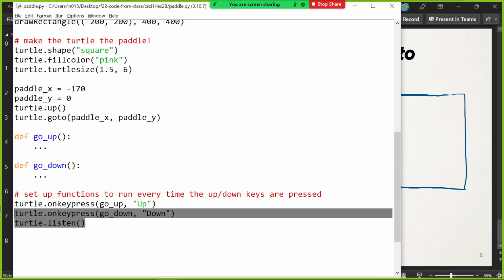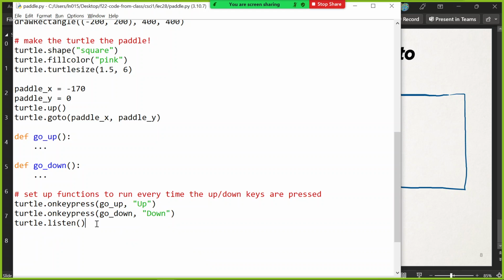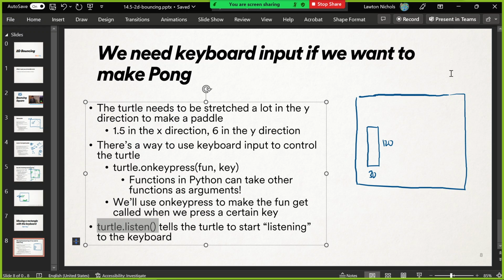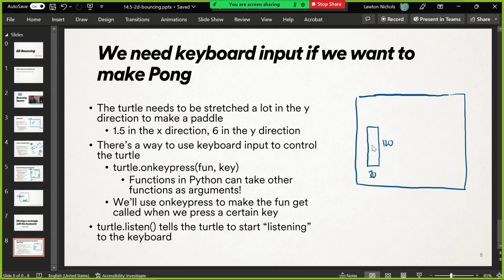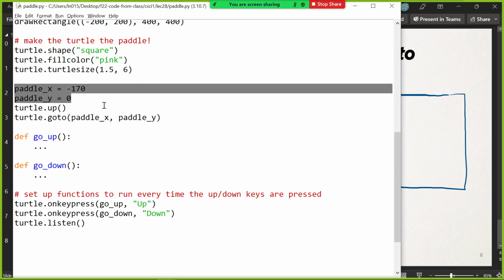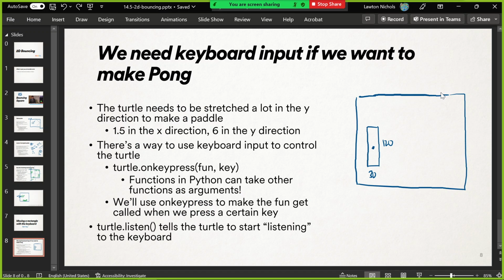And so, yeah, every time I run this program, it'll start listening for these keys and call these functions whenever I press things. And so, if I go up, what do I want to do? I want to change the position of the paddle, right? Here's the paddle. If I press the up arrow, I want the turtle to move in that direction, which involves changing which variable, which axis do I need to move, right? Should I change paddle X or paddle Y when I press the up arrow? Which one would make him go up? What do we think? Y.